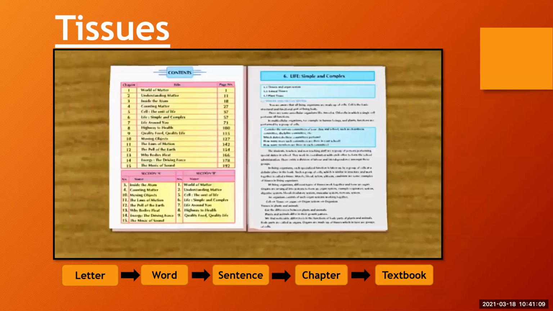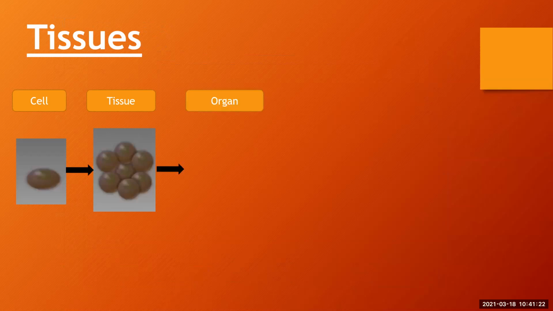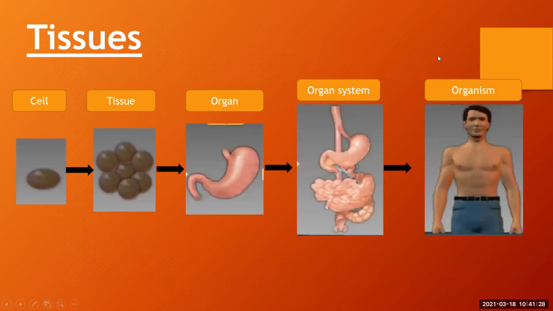Like that, we have a single unit, the cell. A group of cells forms tissues, a group of tissues forms organs, a group of organs forms an organ system, and organ systems together form the organism. So the cell is the basic unit of the human body, and this is the order by which an organism is made up.